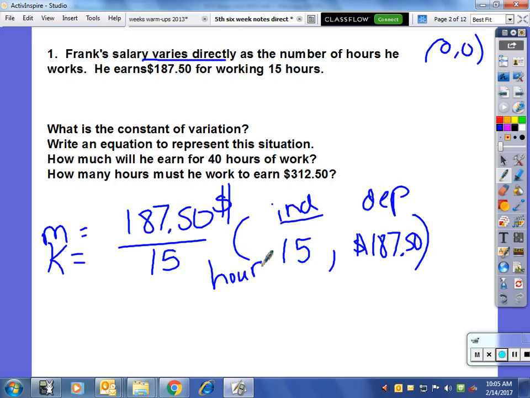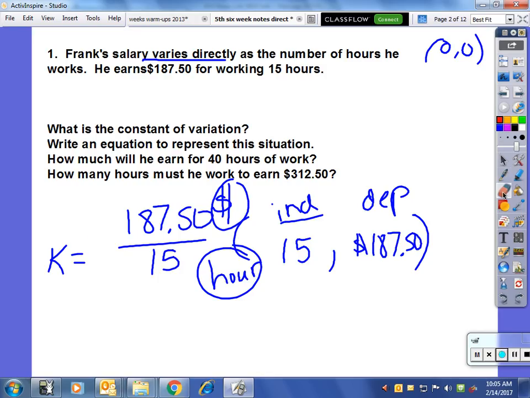For this type of line, that's why they don't call it m, because m is always y minus y over x minus x. For this type of line, they call it k, which is just y over x. We get to skip the subtracting part, even though really we are subtracting zeros, because one of the points has to be 0, 0. So do you see slope's always a rate. The dollars per hour is what we're finding here. How many dollars per hour does he make? $12.50. He makes $12.50 an hour.